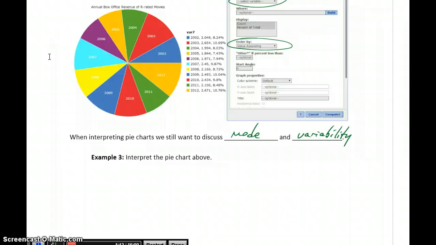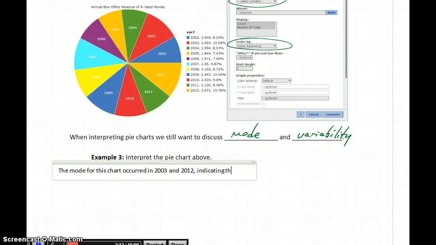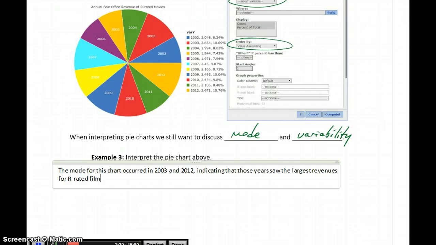So first we want to talk about our mode. The mode for this chart occurred in, and it might be a little difficult to read from the actual pie chart itself, so we can come over to the list of information on the right, and we can see that in 2003 and in 2012 we had the highest values. So the mode for this chart occurred in 2003 and 2012, indicating that those years saw the largest revenues for R-rated films.